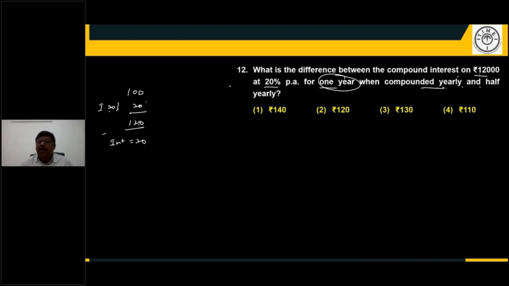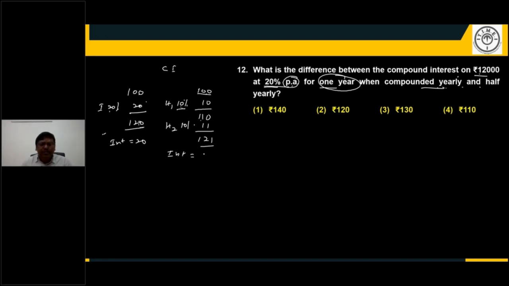But compounded half yearly means, students, if the rate of interest is 20% per annum, for the first half year the effective rate will be 10%. 20% for a full year, for half year it will be 10%. 10% of 100 is 10. It is 110 at the end of the first half year. You have to keep on adding interest. That's what compound interest is all about. For the second half year, it will again be 10% on 110. 10% on 110 is 11. It is 121. Right? So 100 has become 121, what is the interest, students?